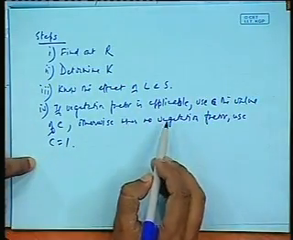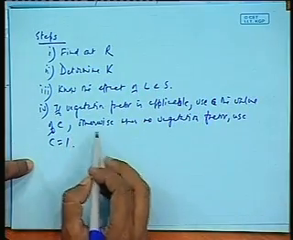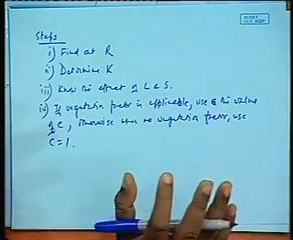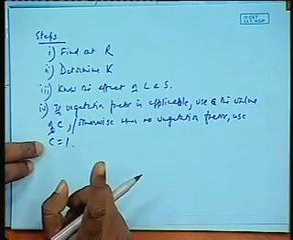If vegetation factor is applicable, use the value of C. Otherwise, when no vegetation factor, use the value of C is equal to 1.